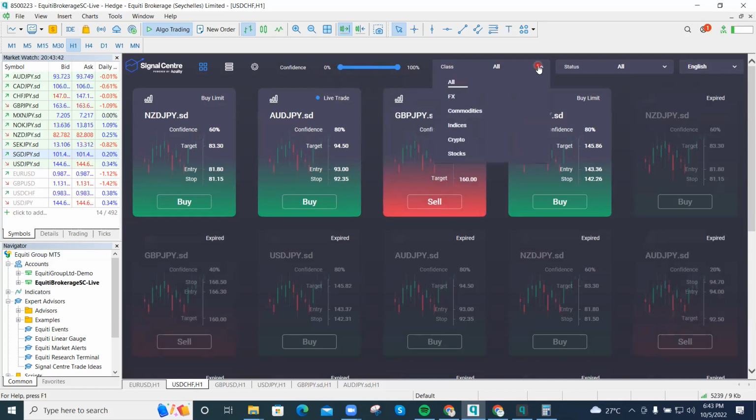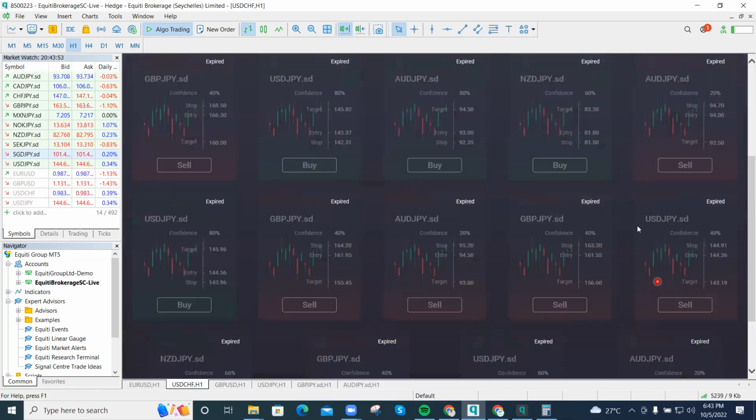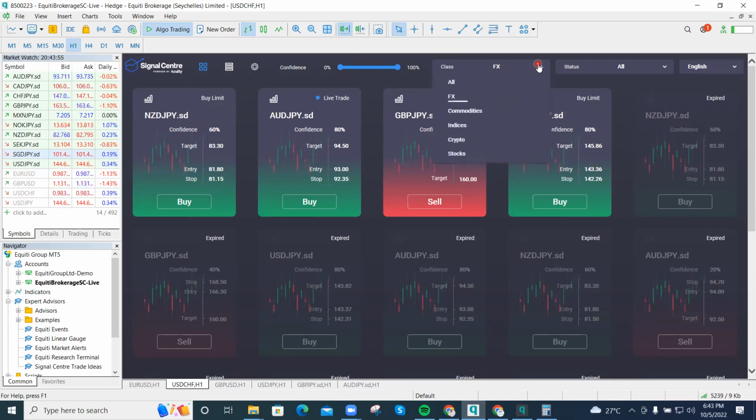Here we have the classes of assets that can be traded, or rather that we have signals for. If you click on FX, you're going to see only currency pairs that are available for you to trade, as well as the ones that expired. I'll come to that very shortly.